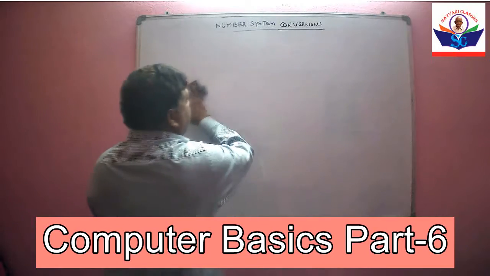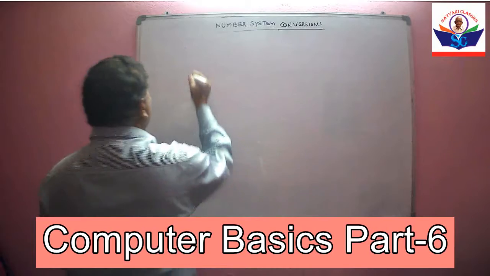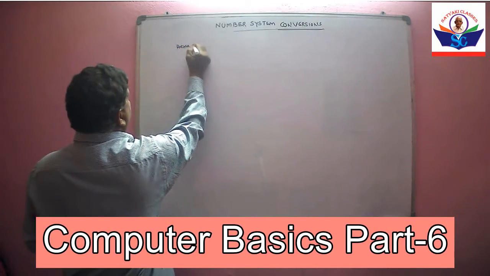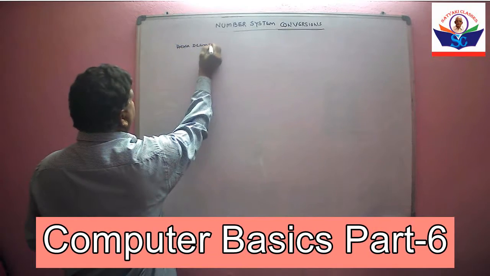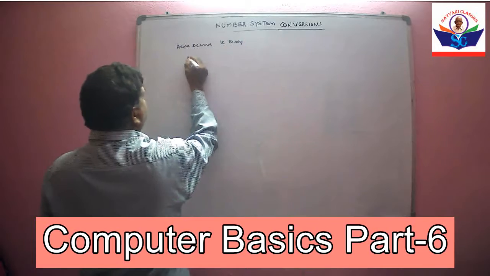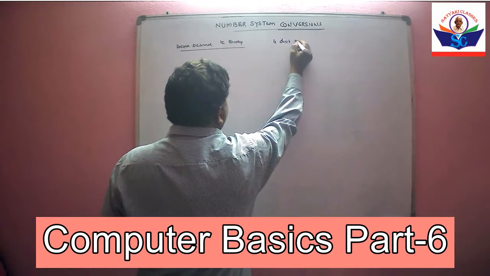Now we'll see how to convert hexadecimal numbers to binary and binary to hexadecimal. Hexadecimal to binary: we'll use the 4-digit method.